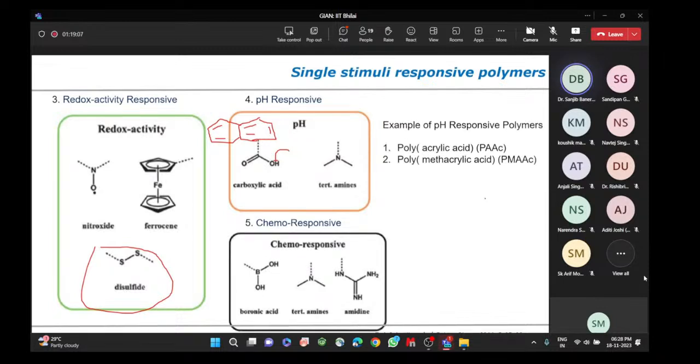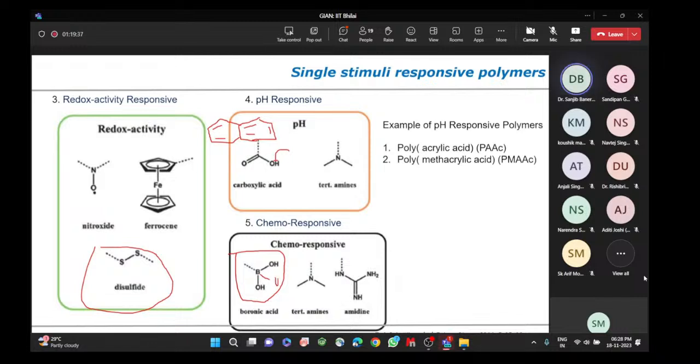Last example of this is chemoresponsive molecule. This will be a little interesting, so please focus. I can repeat if there is any confusion. For today's session we'll consider boric acid. I encourage you to read from the internet or any other source about this. So boric acid molecule can form boronate ester. If you add one more OH here, it forms boronate ester and that is stable.